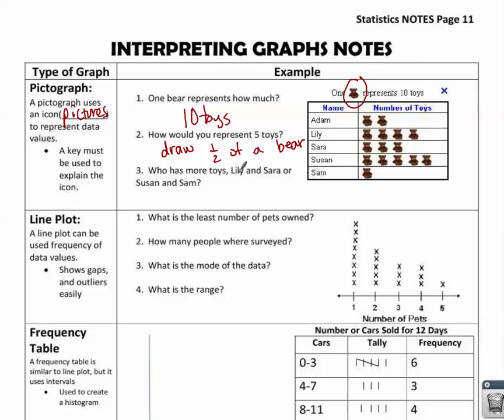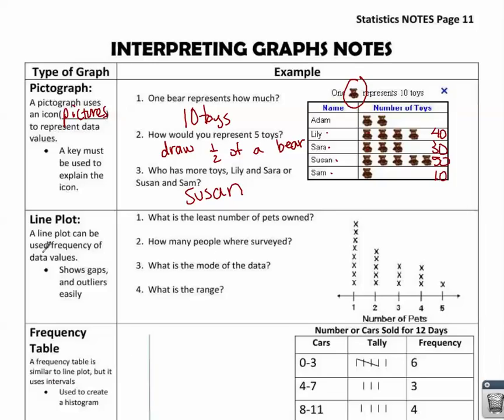Who has more toys? Lily, Sarah, Susan, or Sam? So Lily has 10, 20, 30, 40 toys. Sarah has 10, 20, 30 toys. Susan has 50. And Sam has 10. So that means Susan has the most.